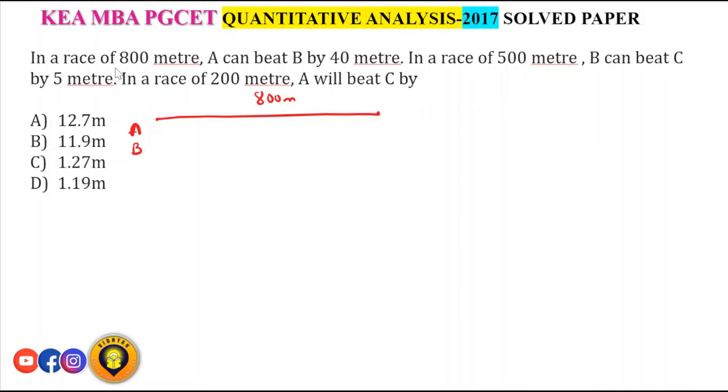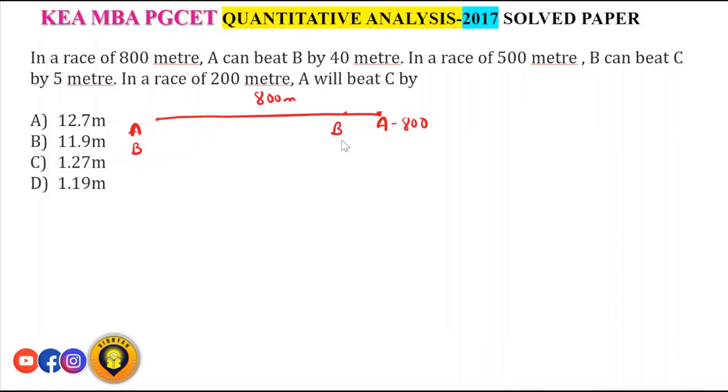So here they told, in a race of 800 meter, A can beat B by 40 meters. That means A reaches the end line first. A covers 800 meter, but by that time B is 40 meters behind A, because A reached the final destination first. Therefore A beat B by 40 meters.